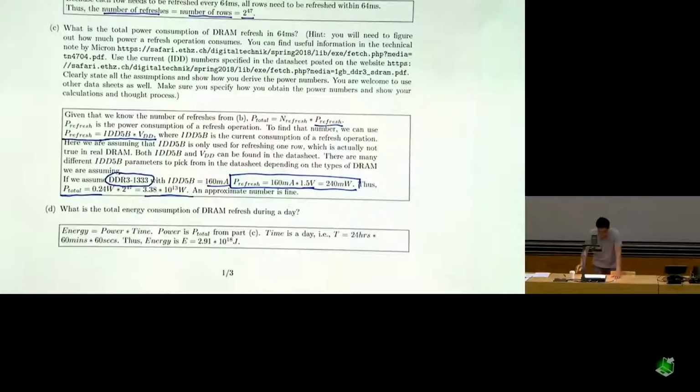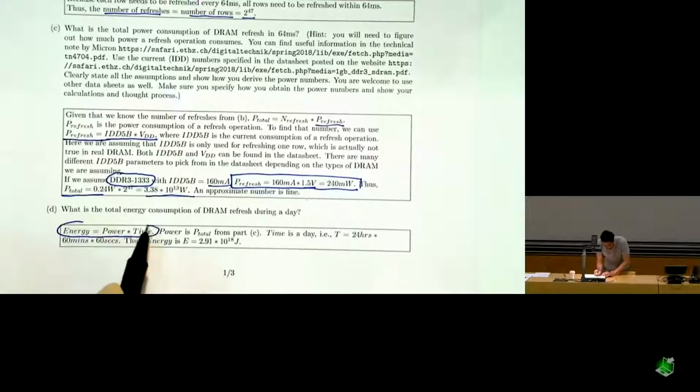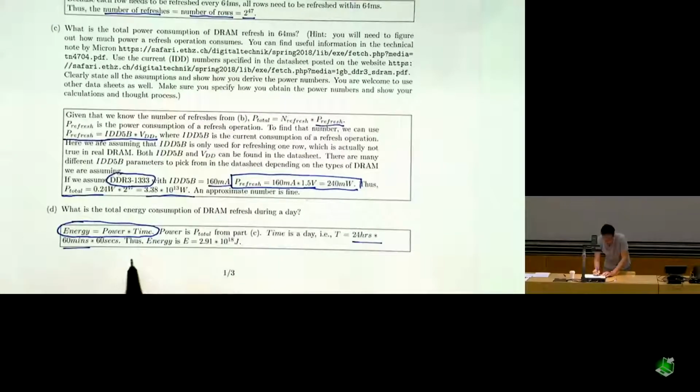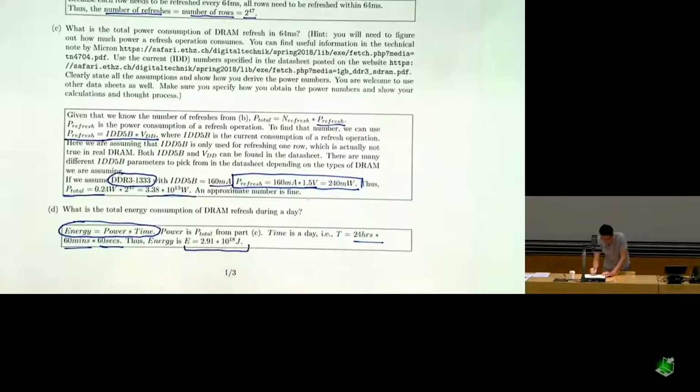Okay, and then afterwards, the last part is: what is the total energy consumption of DRAM refresh during a day? We already have the power. As you know, energy is power times time. Time is 1 day, so 24 hours times 60 minutes times 60 seconds, and you will obtain this total energy per day. Do you have any questions?